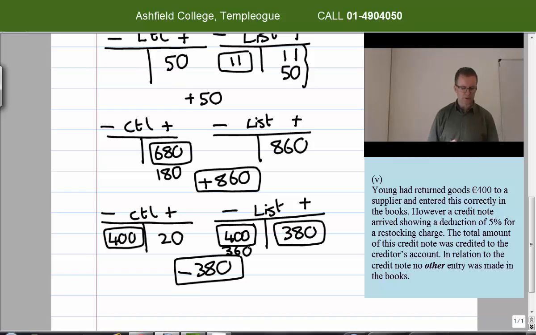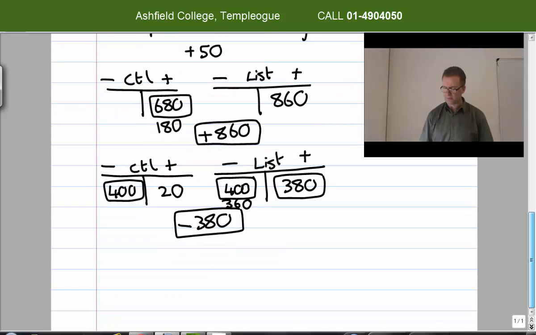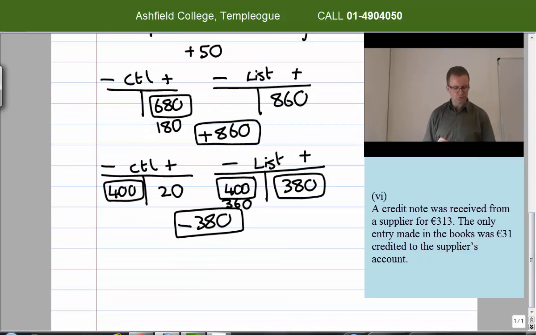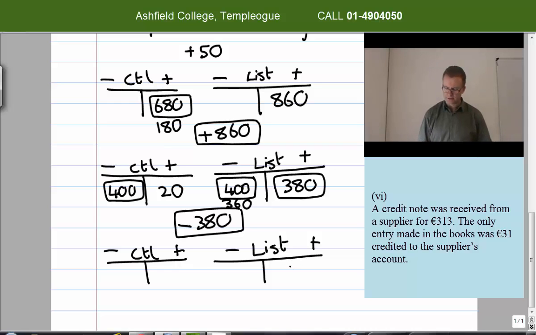In this question here, we can talk about purchases returns as being our details. Final one then, a credit note is received from a supplier for €313. Again, a credit note is going to suggest that we owe less money. It's to do with purchase returns. So I can open a control account and I can open a list, and again the signs will be the same all the way down, minus, plus, minus and plus. The only entry made in the books was €31 credited to suppliers. So €31 goes in here on the credit side of suppliers or list, like we're told in the question.